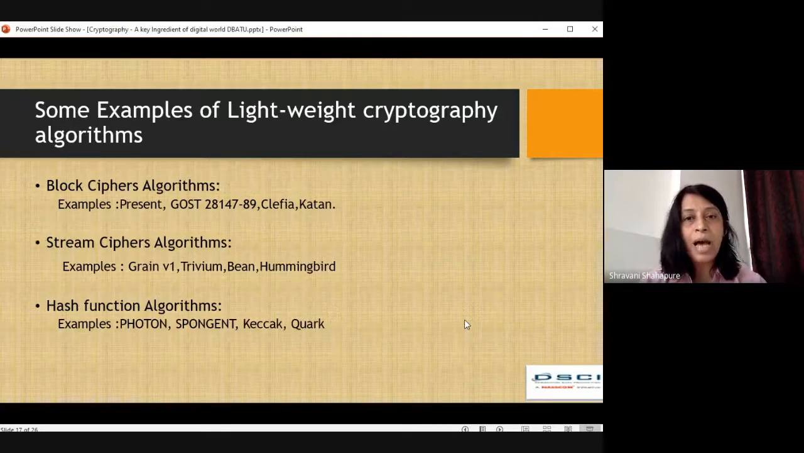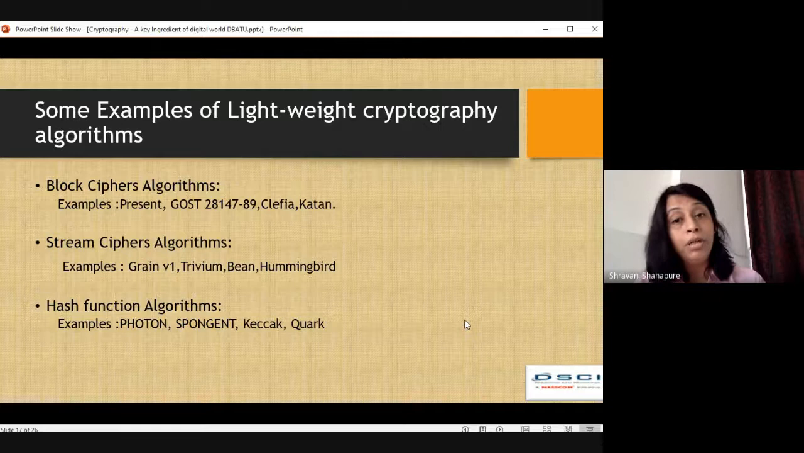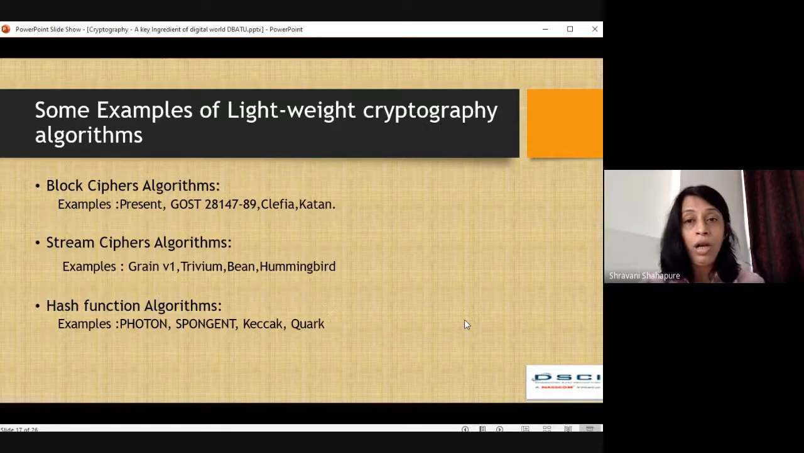As examples, I've already said that people have developed some algorithms, such as PRESENT, GOST, then stream ciphers like Grain, Trivium, Bean, Hummingbird, and hash functions like PHOTON and QUARK. My own thesis was on breaking Trivium, and we could actually break Trivium in realistic time. Now once Trivium is broken, it is of no use.